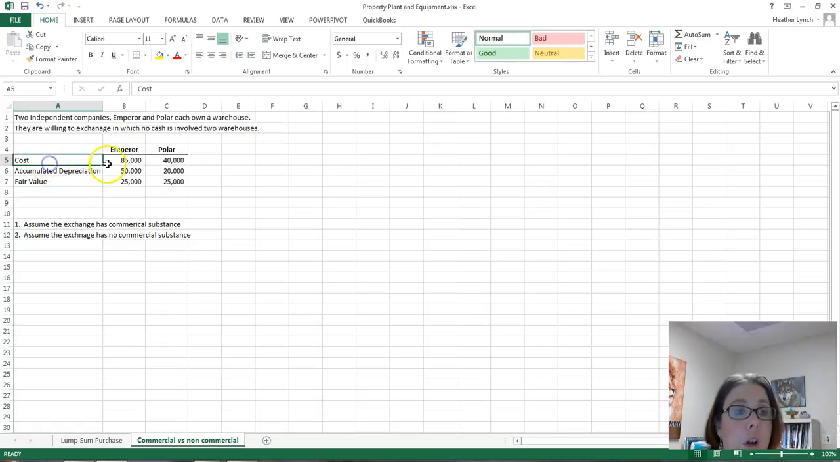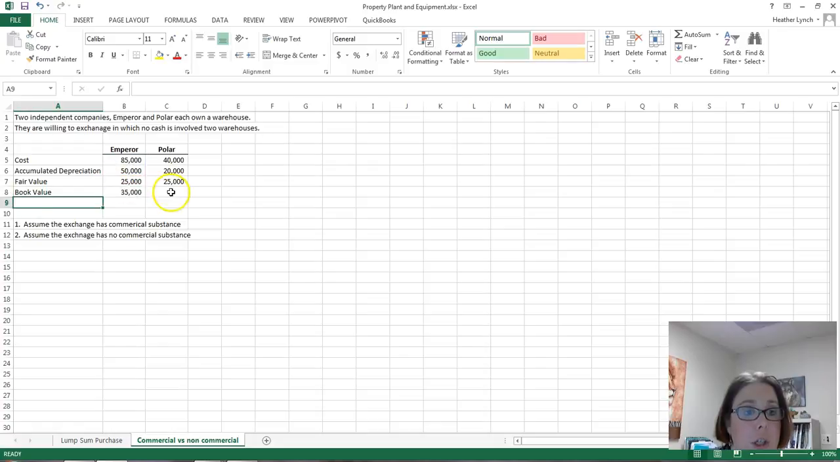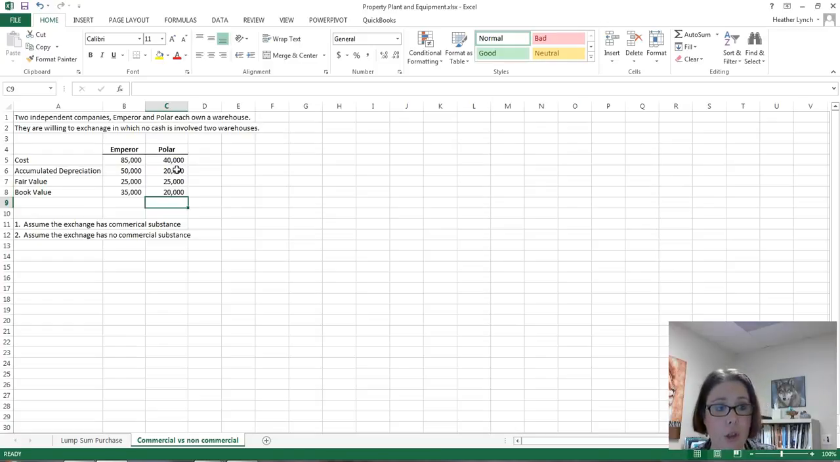So we have the cost of Imperial was $85,000, Polar was $40,000, accumulated depreciation was $50,000, $20,000, fair value has been assessed. Now one thing I want to do is bring in the book value. So remember, the book value is the difference between your cost and your accumulated depreciation. There should be nothing new from our financial accounting.